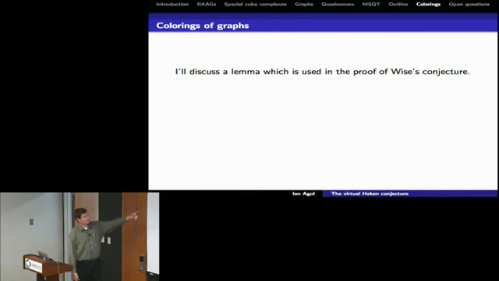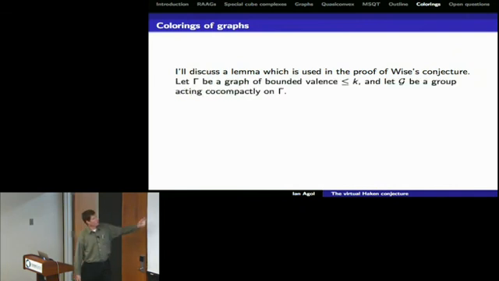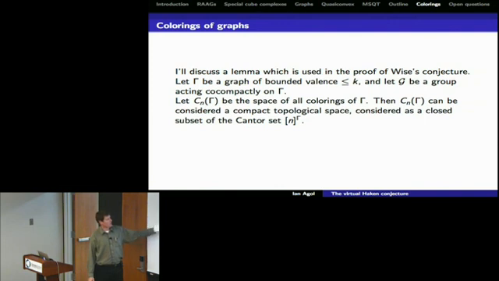I just wanted to describe briefly a lemma that's used in the proof of Wise's conjecture. So if you have a graph of bounded valence and a group acting co-compactly on that graph, then that action on the space of those colorings is an amenable action. There's an invariant mean on there.